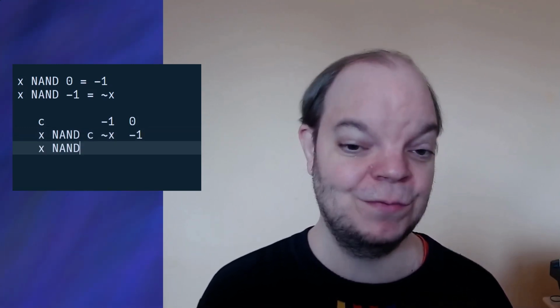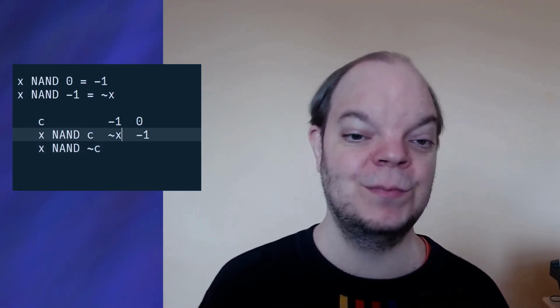Let's see what happens if we NAND with the bitwise negation of c. Well, since c is either -1 or 0, the bitwise negation is going to be 0 or -1. So in the first case, we're going to be NANDing with 0. We're going to be doing this. We get -1. And in the other case, we're going to get the bitwise negation of x.